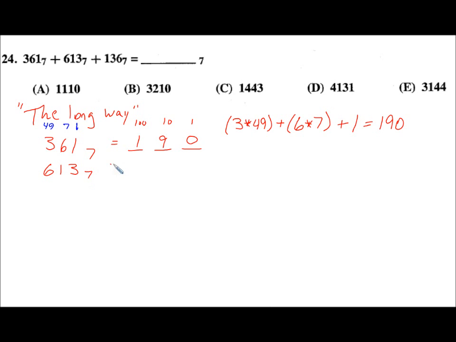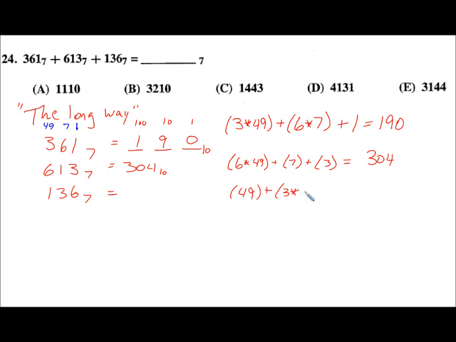613 in base 7. We have 6 units of 49. 1 unit of 7 plus 3. So all of that evaluates to 304. This is 304 in base 10. This is also in base 10. And the last number is 136. 1 unit of 49 plus 3 units of 7 plus 6 units. And that does evaluate to 76 in base 10.